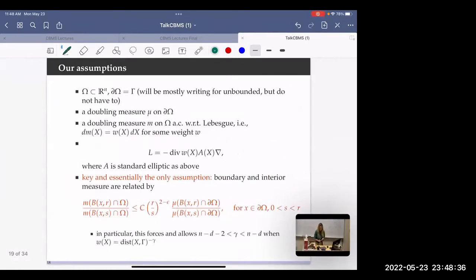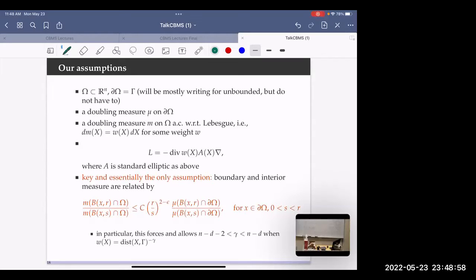Okay, now to our assumptions. With all of that in mind, we have to painfully figure out what's the most general setting that can work. You wouldn't even believe that there is a most general setting that can work, but amazingly there is, and it's very, very easy.